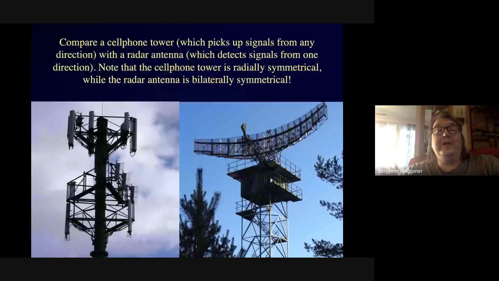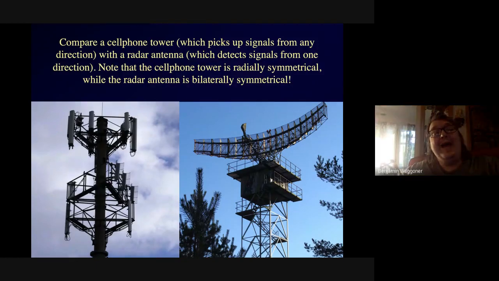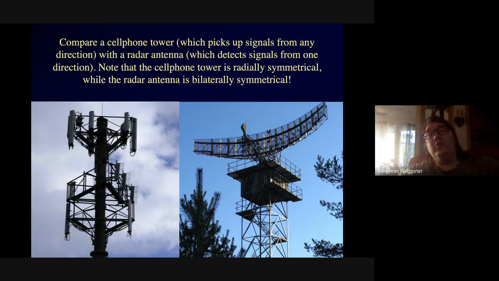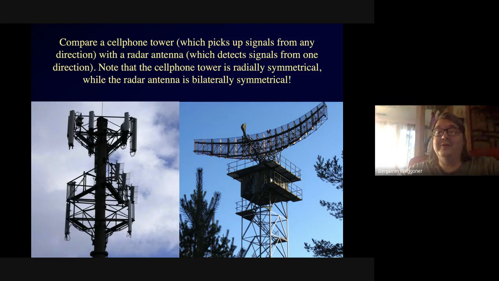And you even get it in things like this. On the left, that's a cell phone tower. And of course, you've got plenty of cell phone towers that you can see around you. And the cell phone tower is radially symmetrical. It would look radially symmetrical if you could stand at the base and look straight up. On the other hand, that radar antenna is bilaterally symmetrical. If you were to stand at the base and look up, you could define it as having a left side and a right side, whereas a radially symmetrical cell phone tower does not have a defined left and right.